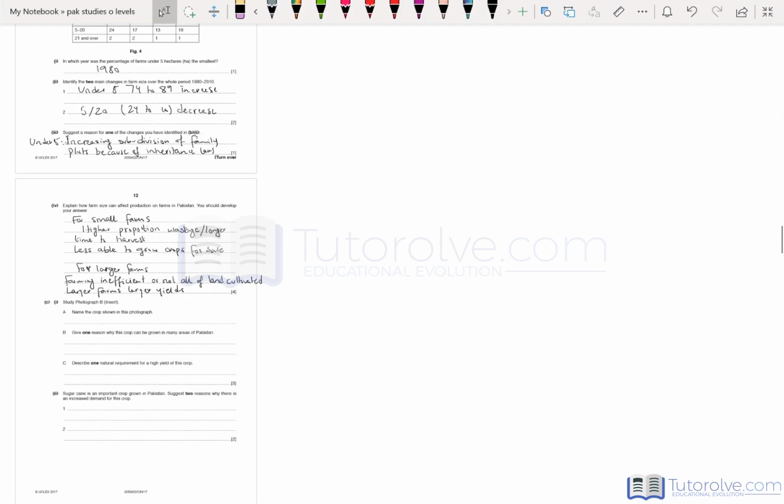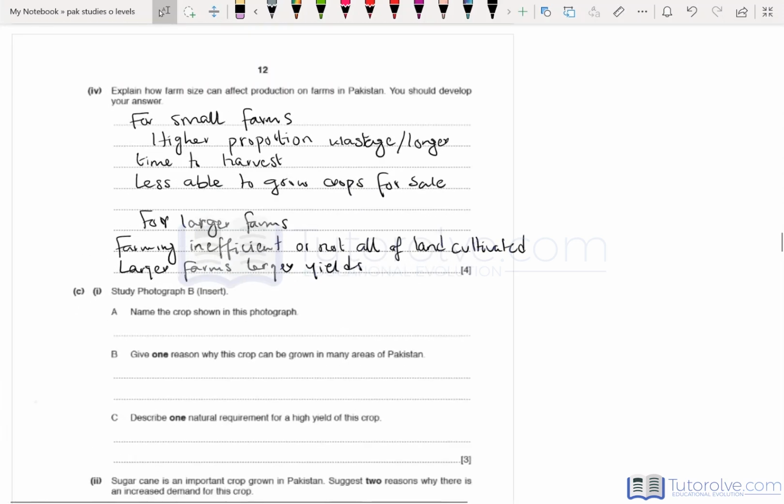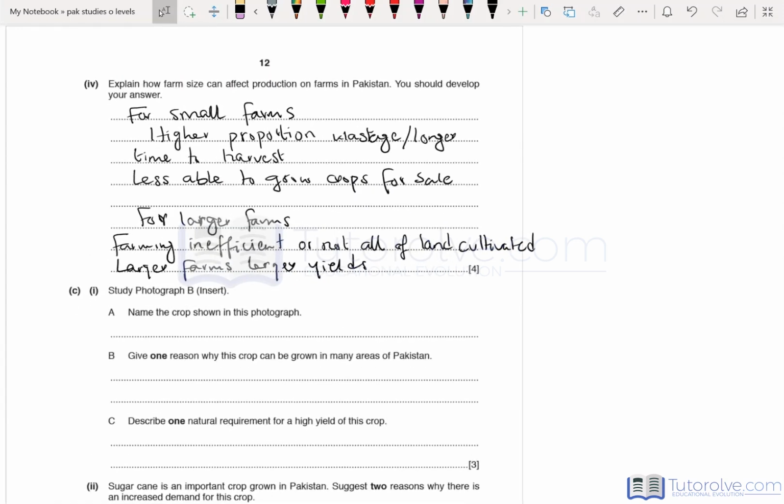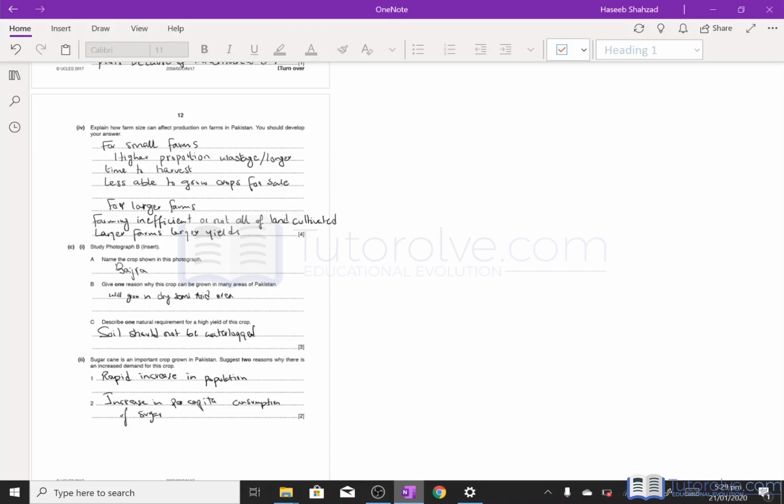Now for part C, you have to name the crop shown in the photograph. You have a photograph which is showing the bajra. So part C of question number 3, study the photograph. The crop that is shown in this photograph is bajra. Give one reason why this crop can be grown in many areas of Pakistan. Because it will grow in dry semi-arid areas. Describe one natural requirement for a high yield of this crop. The soil should not be waterlogged.